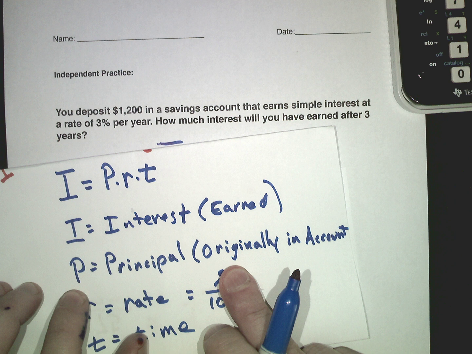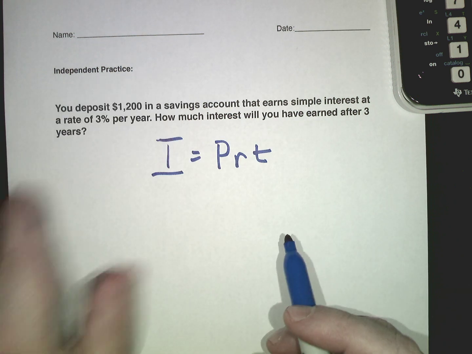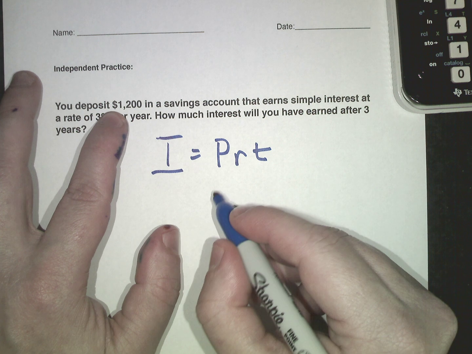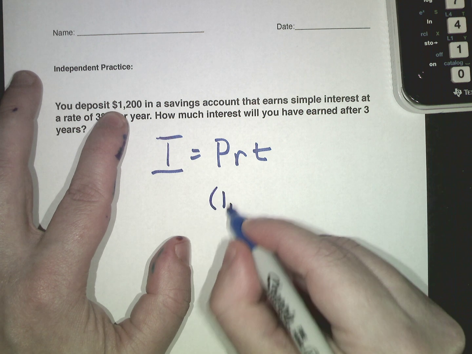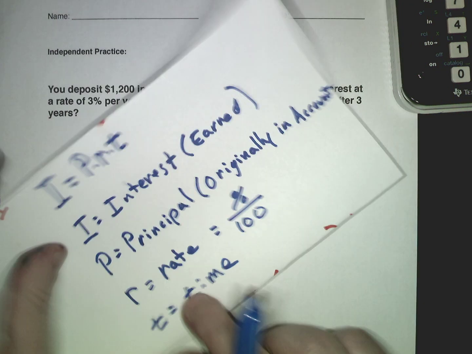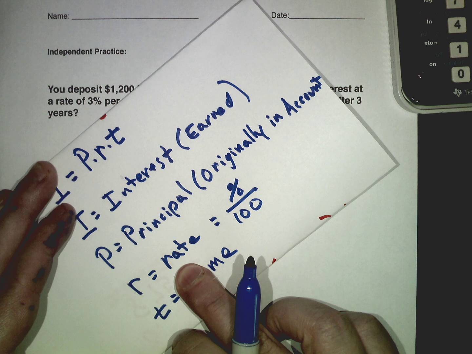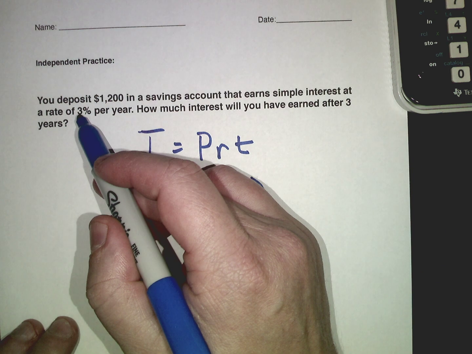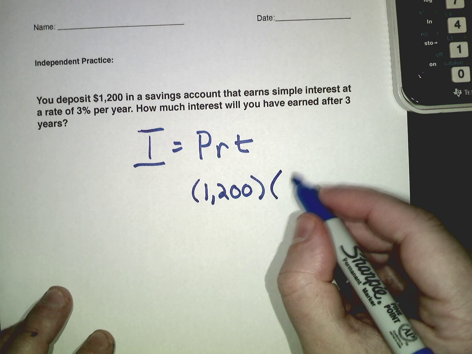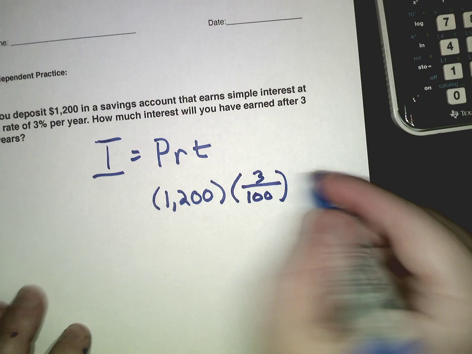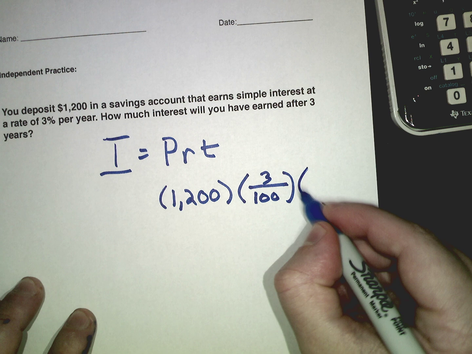Our principal was the original amount in the account. Well, we deposited $1,200. I'm assuming that there's no previous money in there. So my P, I'll turn to $1,200. Now my rate, R, is rate, which is the percent over 100. This is 3%. So what I'm going to do is take 3 divided by 100. If I do that in my calculator, we'll get to that in a second. And it was in there for 3 years.